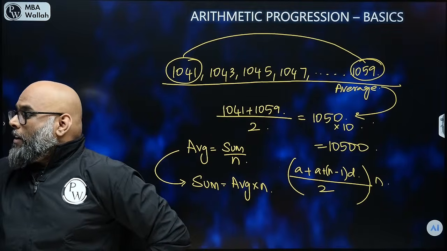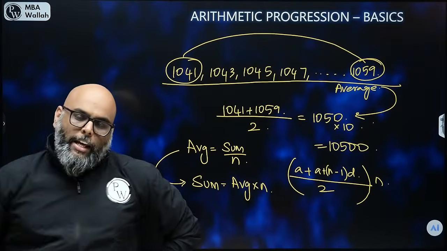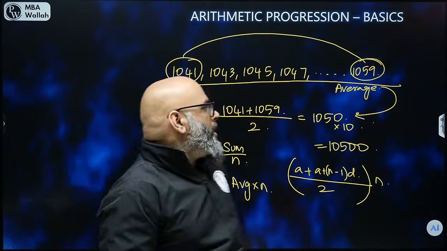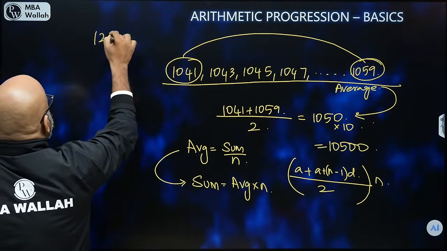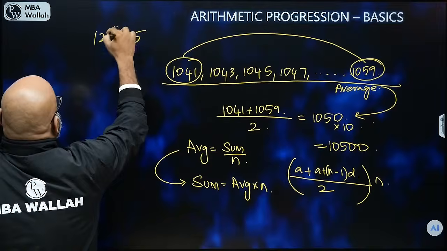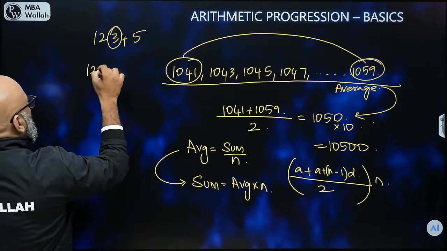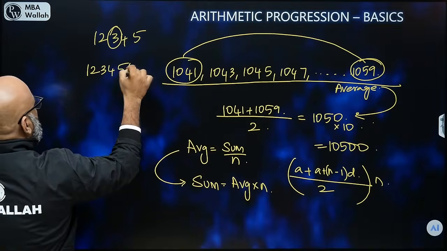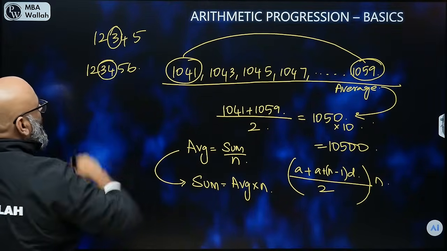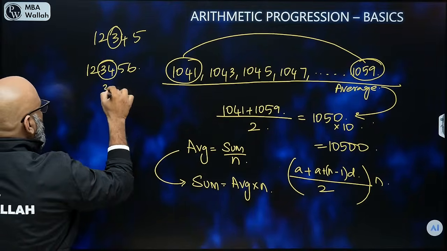In case of even terms, suppose we have 10 terms, the average lies between the 5th and 6th term. Notice this. 1, 2, 3, 4, 5. Middle term is 3. That is your average. 1, 2, 3, 4, 5, 6. Middle two terms are 3 and 4. 3.5 is the average.